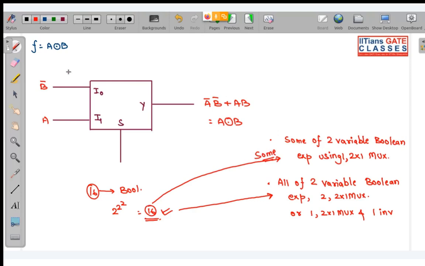I1 should be V. What I1 should be V? Oh, yes.